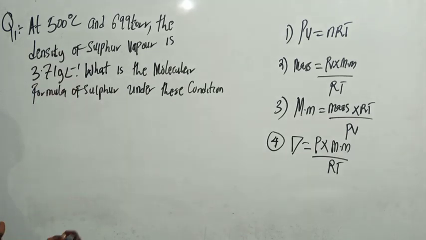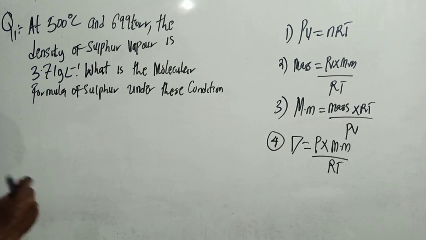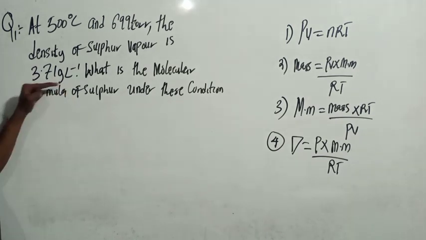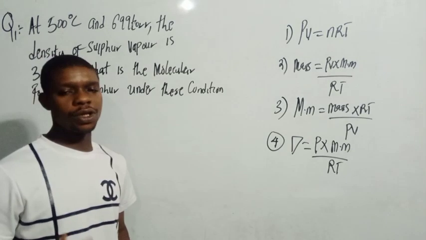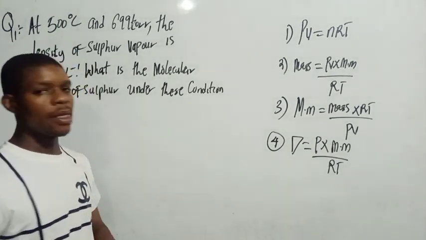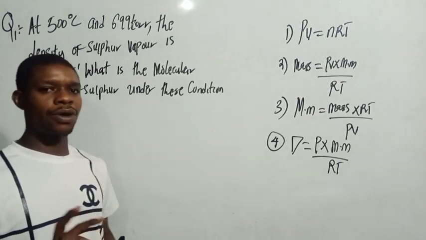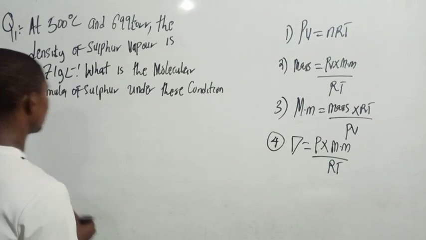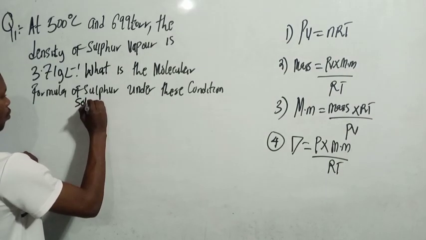It says that at 500 degrees centigrade and 699 torr, the density of sulfur vapor is 3.71 gram per liter. Okay, so this is what the density gives to us. What is the molecular formula of sulfur under this condition? So you want to know the molecular formula of sulfur under this condition. First, you want to calculate the molar mass of the gas. So, solution.